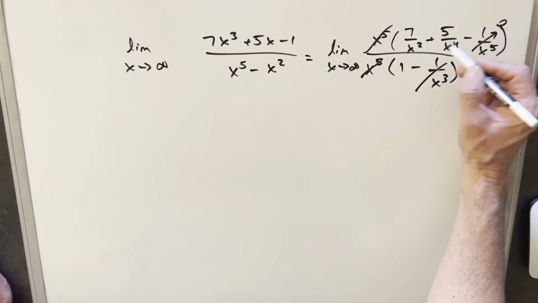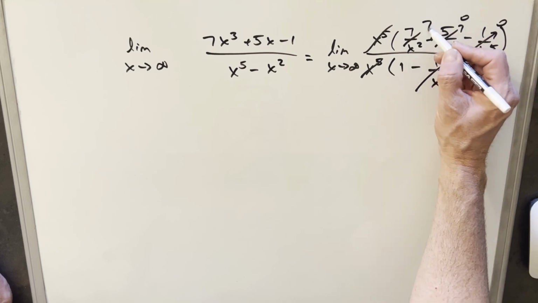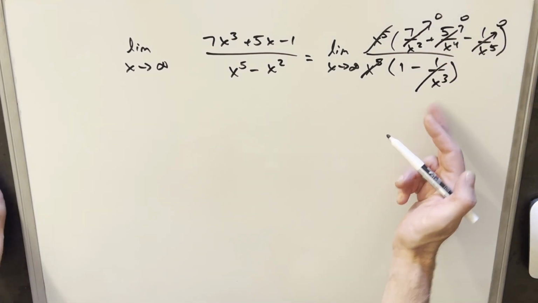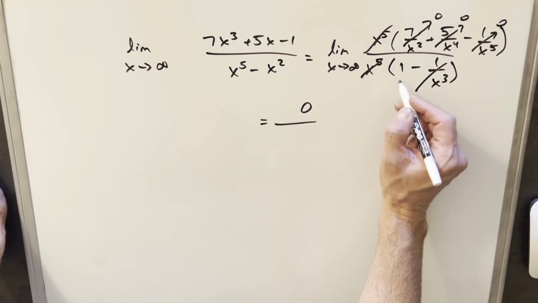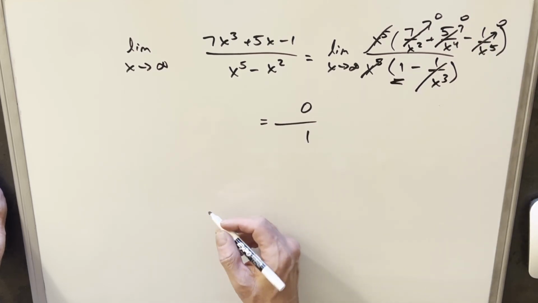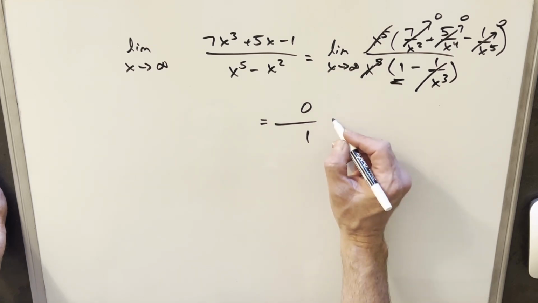This one's going to 0. This one's going to 0. This one's going to 0. So if we look at what's left after all this canceling, we're going to just have 0 in the numerator, and we still have this 1 left over. So for our limit, we're going to have 0 over 1, but that's just 0.